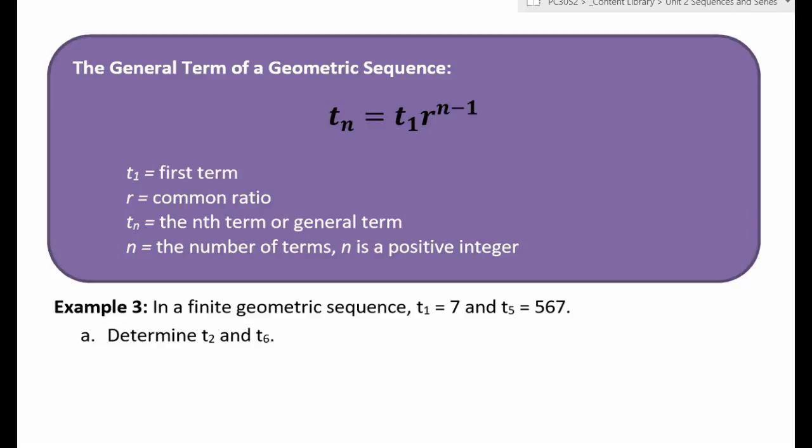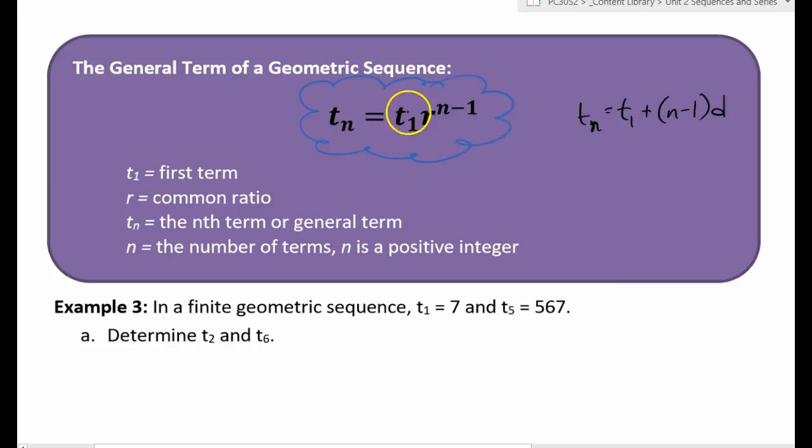So in order to be able to find the general term of a geometric sequence, just like we had an equation for arithmetic sequences, we do want to have an equation for geometric sequences, and here it is. Now, the difference is that instead of adding, like we did with our arithmetic sequence, and again, if you don't remember, it's Tn equals T1 plus n minus 1 times d.